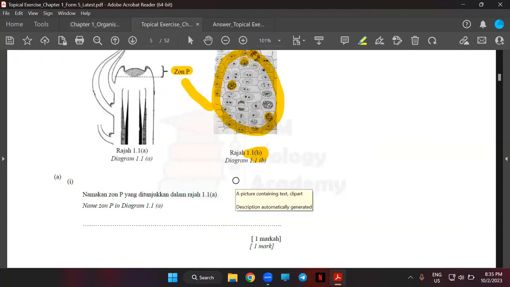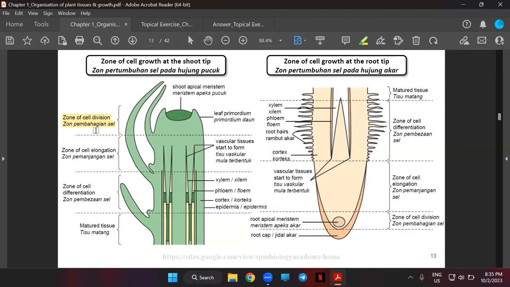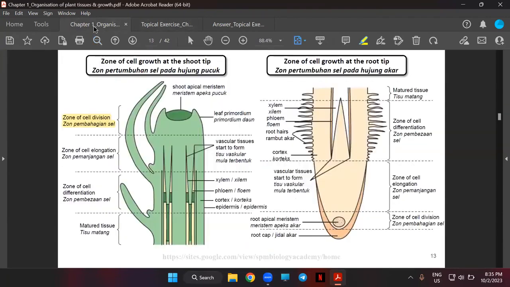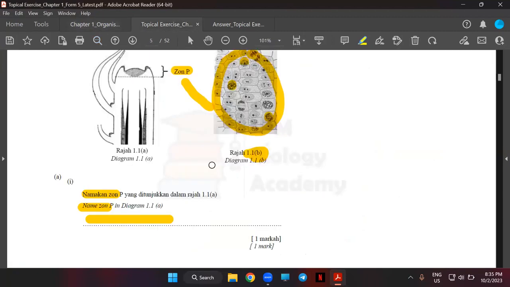Okay, so let's answer the question. Namakan zone P yang ditunjukkan dalam Rajah 1.1a. Name zone P. So zone of cell division. Zone pembahagian sel dalam BM. Zone of cell division. Alright, itu jawapan dia.